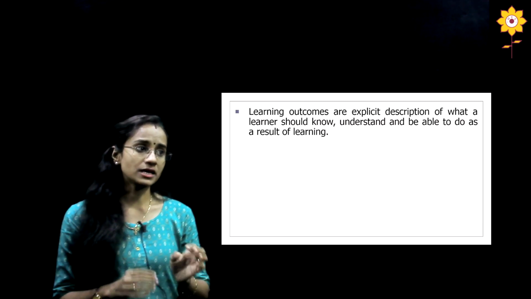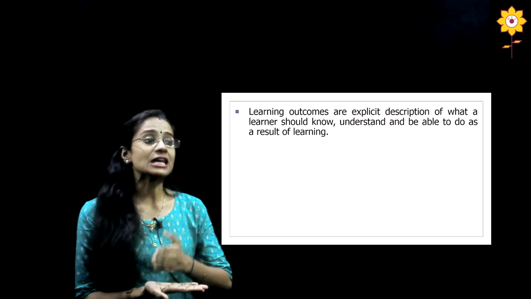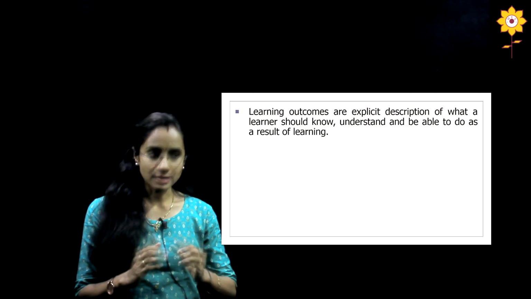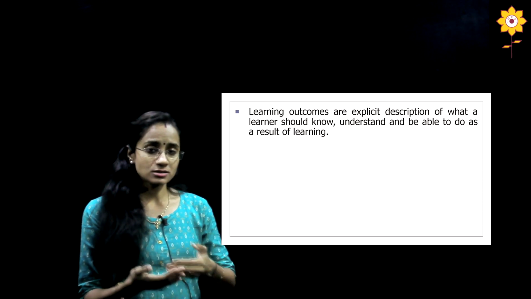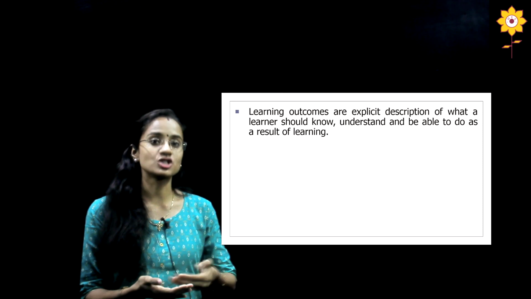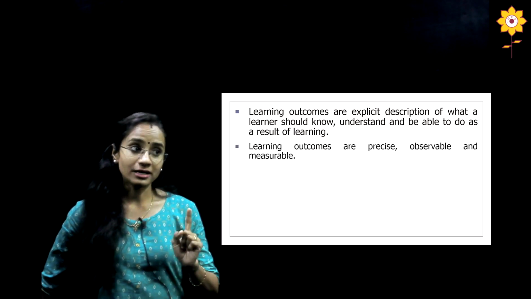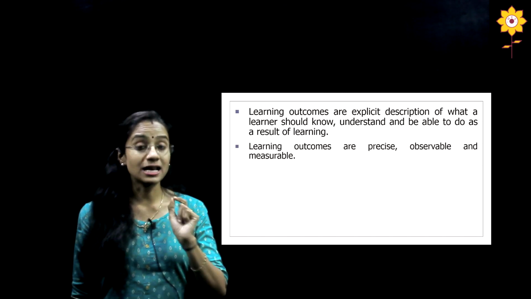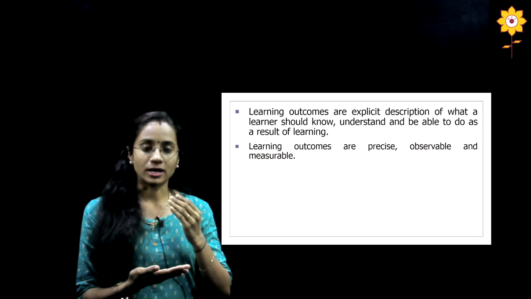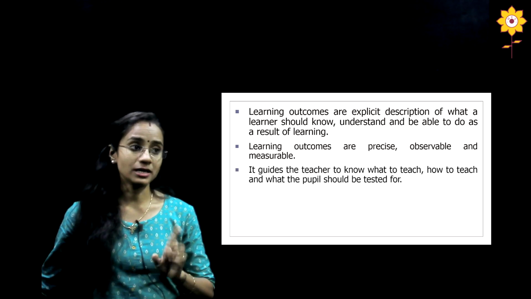Now, learning outcomes are explicit descriptions of what a learner should know, understand and be able to do as a result of learning. So after learning a particular concept, what is it that you expect the child to know, understand, or what is the action that you want the child to do? Okay. So learning outcomes are precise, observable and measurable. So it is something which can be seen or it can be measured. Okay, so it can be observed and it also can be measured.